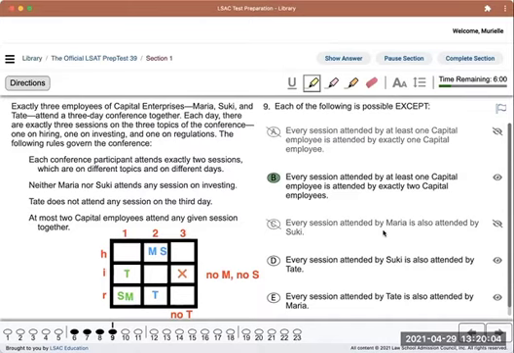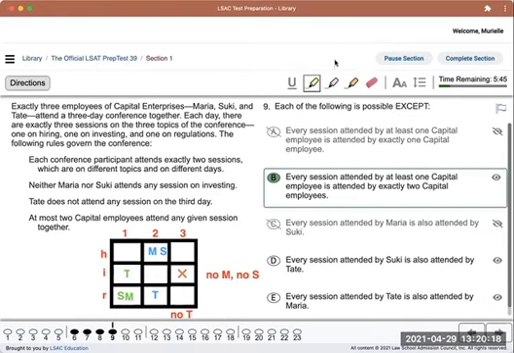Every session attended by S is also attended by T. We can see, we could make that work, and same with E. So the real issue is going to be answer choice B. Okay.